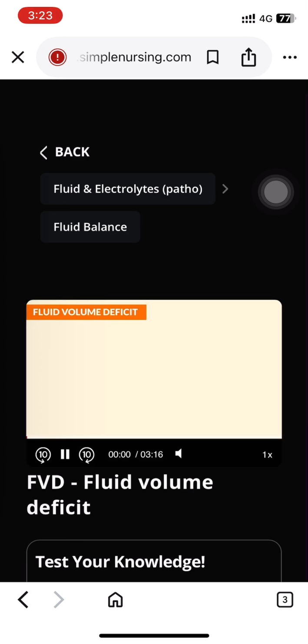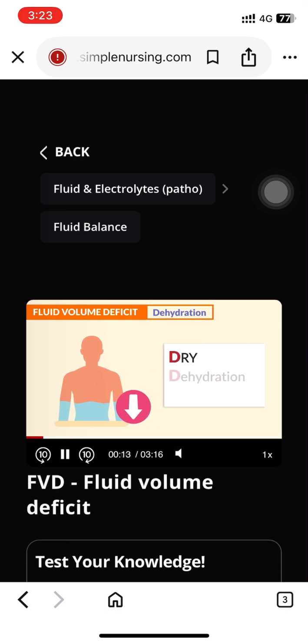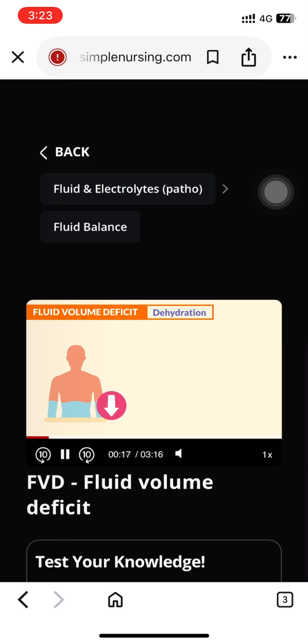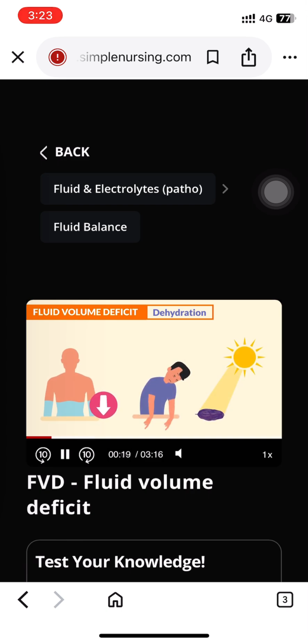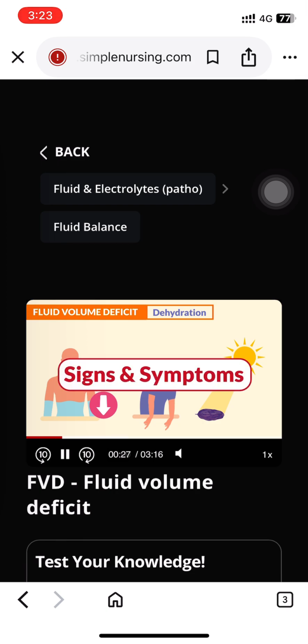Now moving on to the next topic here, fluid volume deficit, a common manifestation of dehydration. So clients have a deficit or a decrease in fluid. So just look at the D's here and think dry for dehydration and a deficit of fluid. Clients dry out like a raisin in the sun, appearing sunken in, shriveled up, and very weak, which we'll get into the specifics of manifestations and signs and symptoms in a moment.